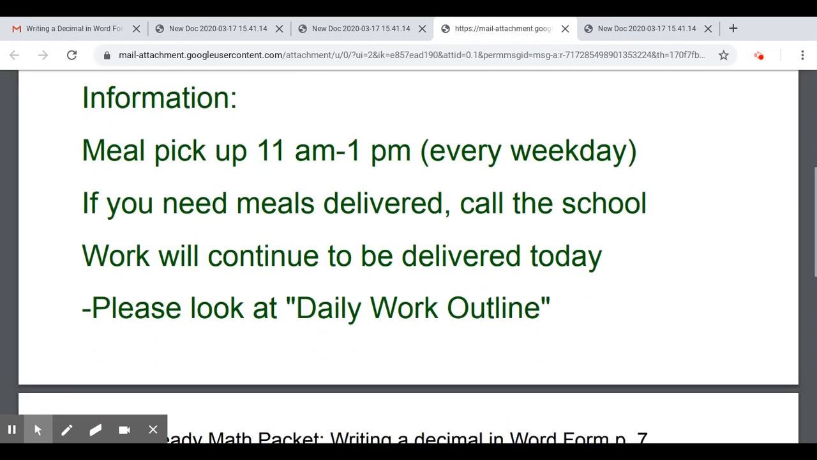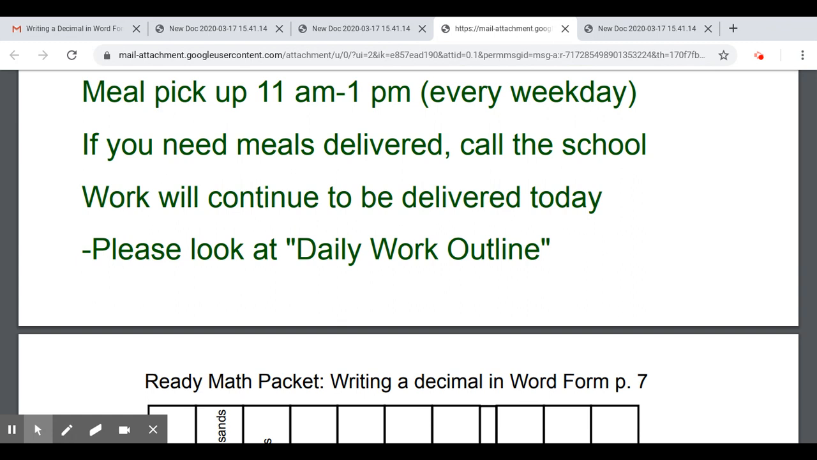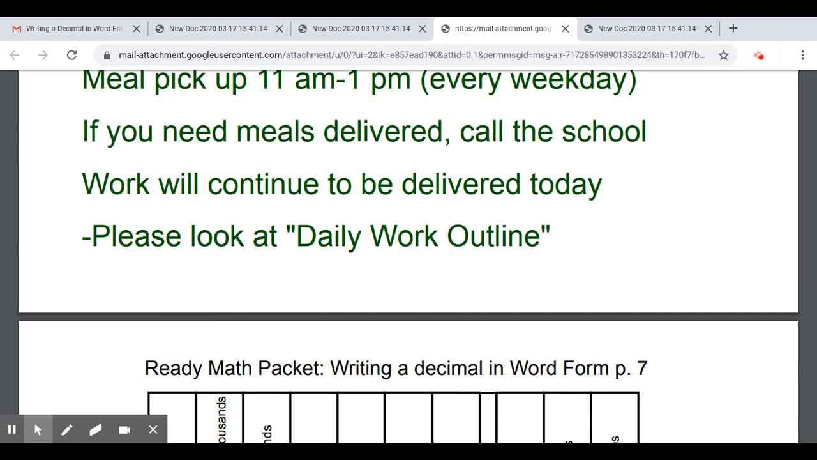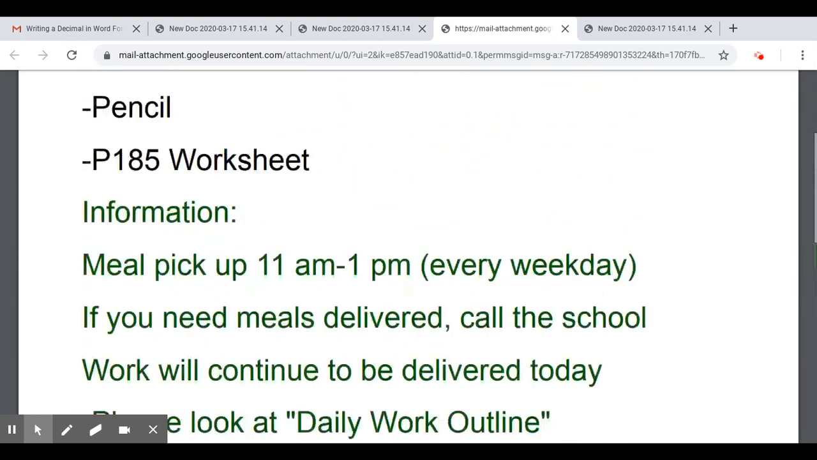Information: we've got a meal pickup from 11 to 1 again. If you need meals delivered, call the school. We're going to be continuing to deliver work today, and there's a daily work outline. Make sure you're looking at that. I showed you guys what that looks like yesterday. Everybody got it stapled in their bag, so make sure that you are looking at that.